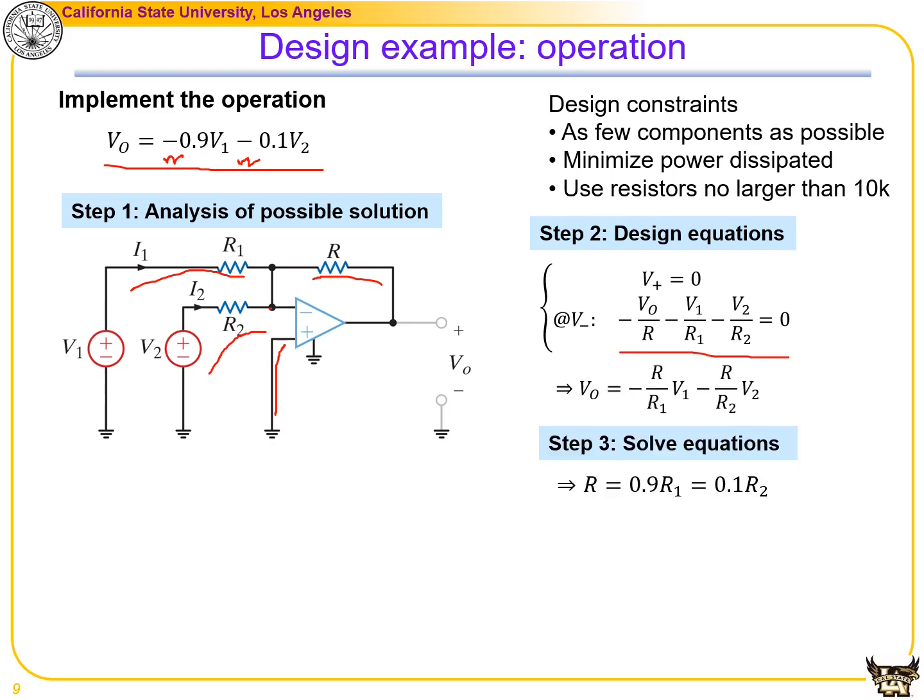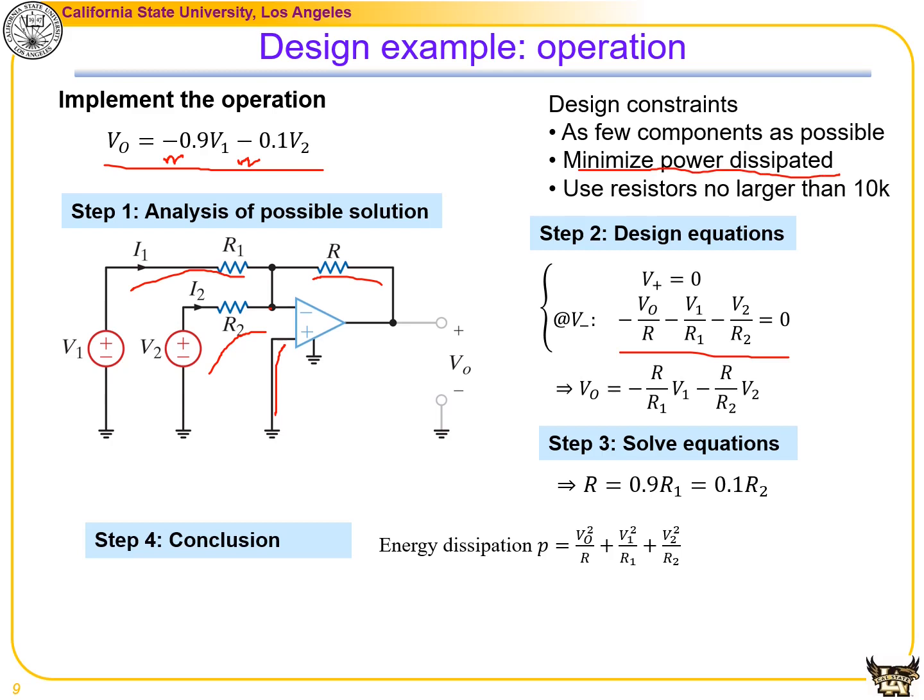Step 3 is to solve the equations. By solving the above equations, we find a relationship: R is equal to 0.9 R1 and is equal to 0.1 R2. There are additional requirements for this problem, so we need to minimize the power dissipated. The power dissipated in the circuit is in three parts: the two resistors from the two input signals and one resistor from the output side. So the power consumption is equal to VO squared divided by R plus V1 squared divided by R1 plus V2 squared divided by R2.